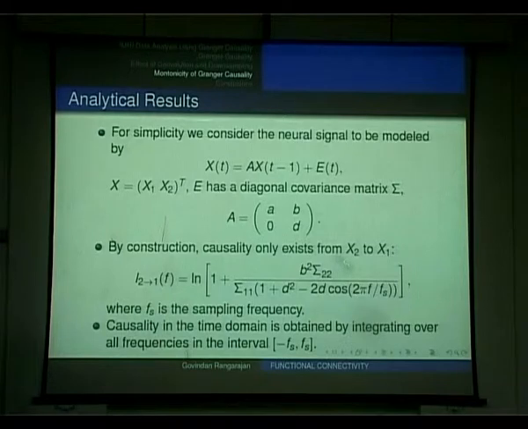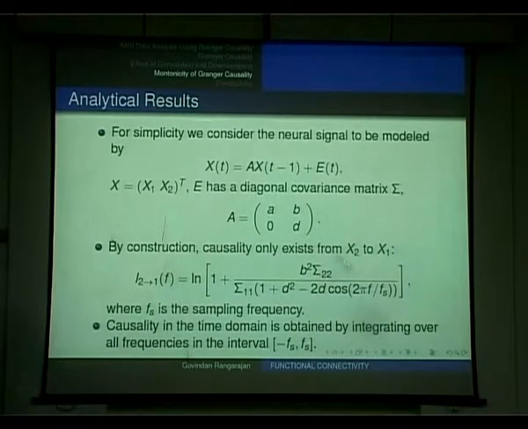So essentially again looking at the neuronal signal which is being modeled by this auto-regressive process. So you are predicting x at time t using x at time t minus 1 with an error. This is all, you can do a more general analysis and I'm just giving it here for simplicity. And by construction you see that causality exists only from 2 to 1, only this off diagonal term is non-zero, and this is the expression that you get.